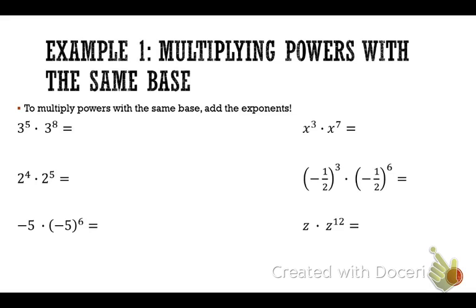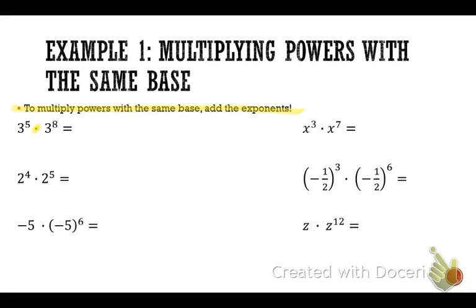All right, so I want you to put a star next to this statement. This is really the core of the entire lesson right here. It says, to multiply powers with the same base, you add the exponents. So a couple things need to be present in the expression for this rule to apply. The first one is you must have multiplication connecting your bases together.